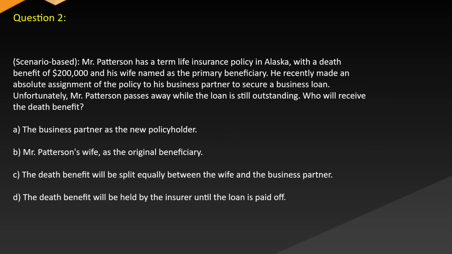Question 2, scenario-based. Mr. Patterson has a term life insurance policy in Alaska with a death benefit of $200,000 and his wife named as the primary beneficiary. He recently made an absolute assignment of the policy to his business partner to secure a business loan. Unfortunately, Mr. Patterson passes away while the loan is still outstanding. Who will receive the death benefit?